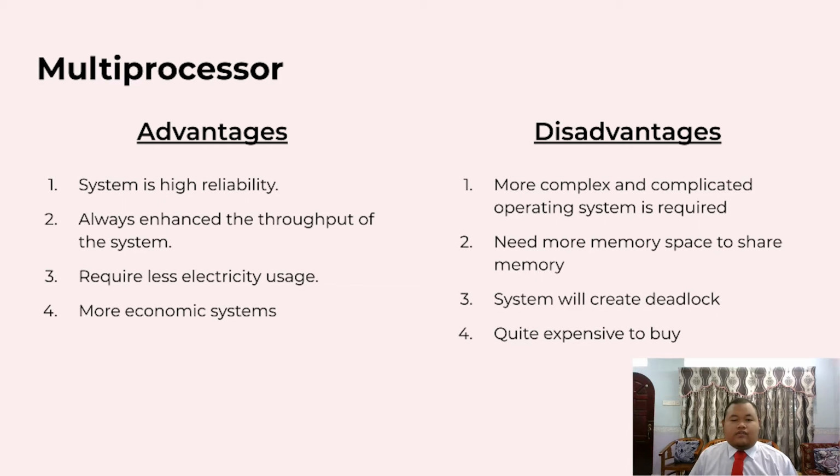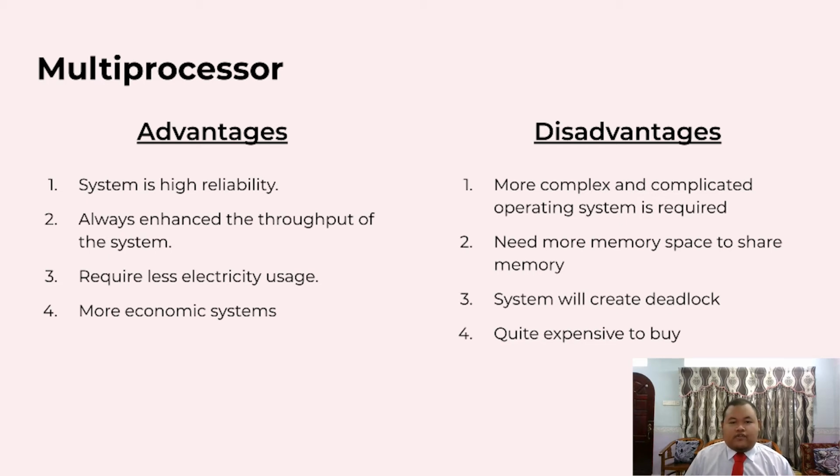It can also share work between the connected processors, so the work is completed with collaboration. That means all of these systems are reliable. Secondly, a multiprocessor will always enhance the throughput of the system. This type of system has a higher throughput since the number of processes run by the CPU at a given time is higher. After that, it requires less electricity.